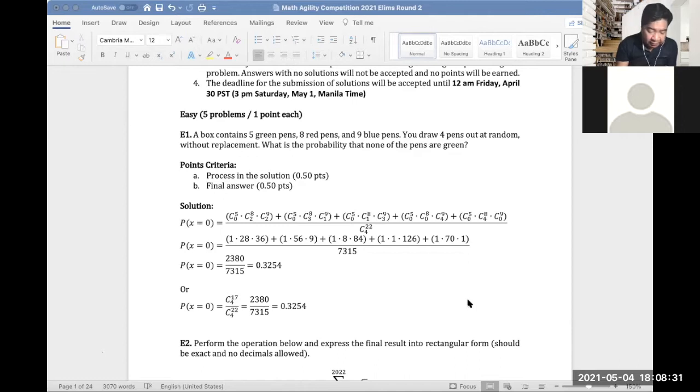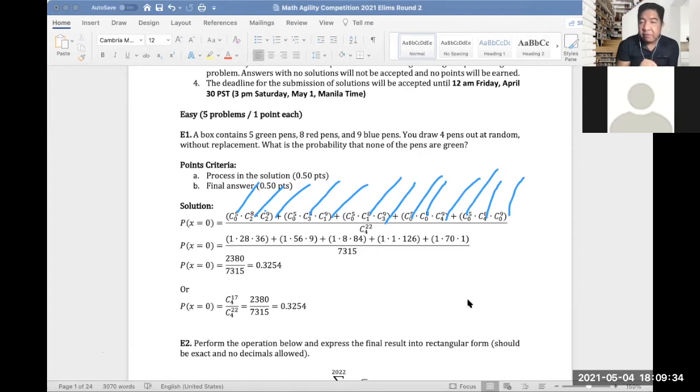For the first method, I simply put the combination of 5 and 0 in all the terms, and then do the combinations of, since we are drawing 4 pens, either from 8 red or 9 blue. So the first term includes 0 green pens. Then this is 2 red and 2 blue pens. The next would be 3 red pens and 1 blue pen. And then 1 red pen and 3 blue pens. Then no red pens, of course, still green is 0, and 4 blue pens. And this time it's 4 red pens and no blue pens and also no green pens. If you compute that, it results in 0.3254 or 32.54%.